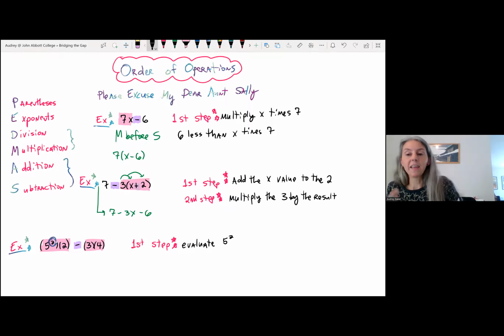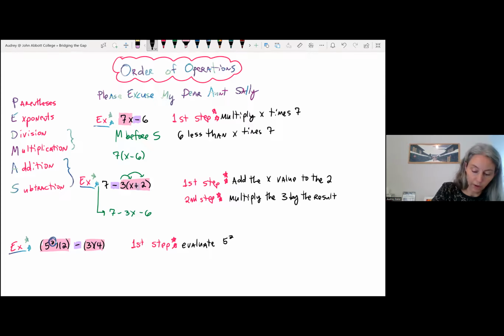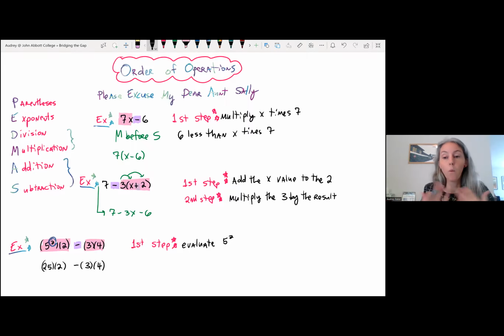Once I've done that, I can then multiply the 5 by 2 and multiply the 3 by 4. So if I do that, I'll end up with 25 times 2 minus 3 times 4. My second step is not going to be 2 minus 3 or 25 minus 4. I don't want to do subtraction. Multiplication comes first. So my second step is multiply the 25 times 2 and the 3 times 4. Those can happen at the same time.